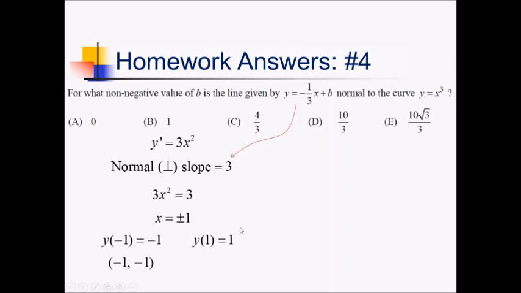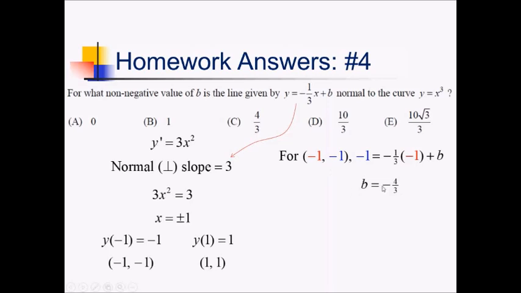Let's go ahead now and plug both of these into this equation. So for negative 1 comma negative 1, we can write this as negative 1 equals negative 1/3 times negative 1 plus b. So this is negative 1 equals 1/3 plus b. And if we subtract that 1/3, we get negative 4/3. Well, they said b had to be non-negative. So this answer, which already kind of looked suspicious because of the negatives, can be eliminated. Negative 4/3 can't be it.